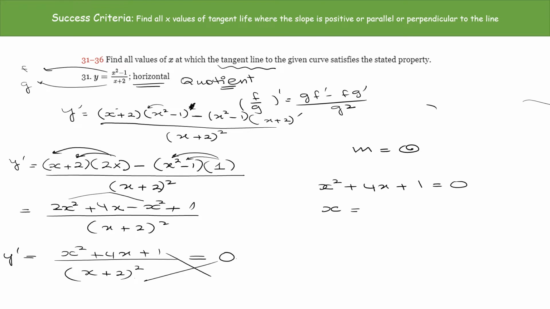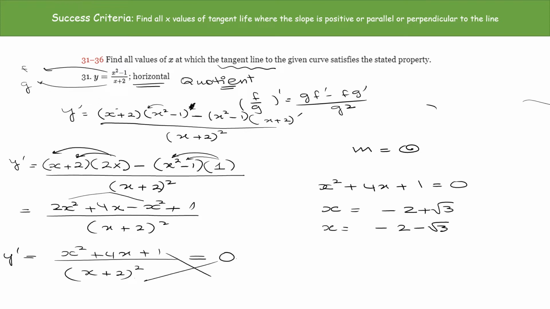So you will get the two values, that is minus 2 plus square root of 3, and the other value you will get as minus 2 minus root 3. So these are the two answers which satisfy your equation where the slope is horizontal.